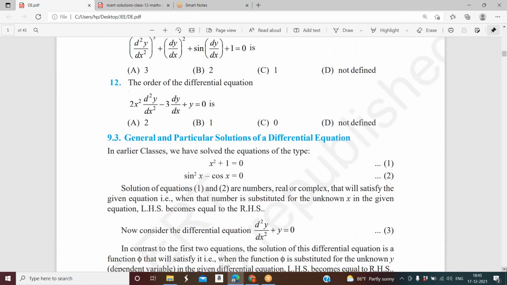So we have discussed some problems based on order and degree: how to find the order and degree, and how to write the degree and order of the given differential equation. Next, I move on to solutions of a differential equation.